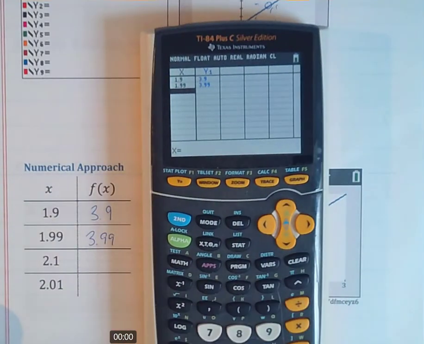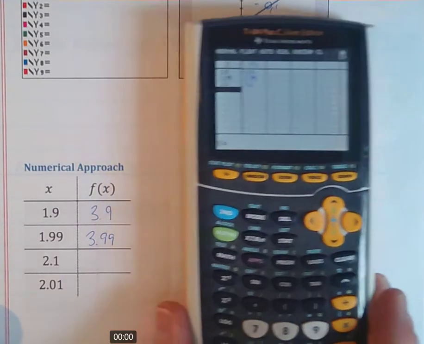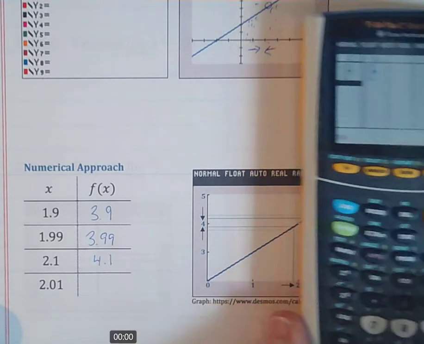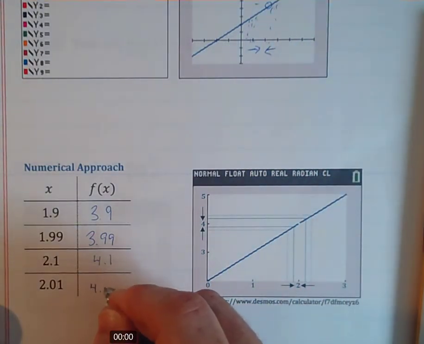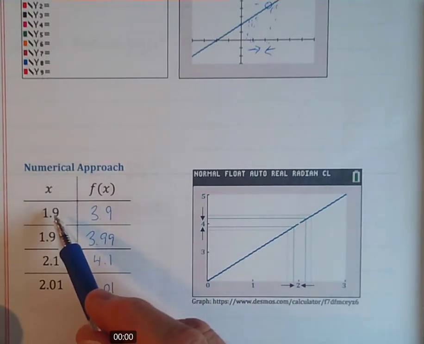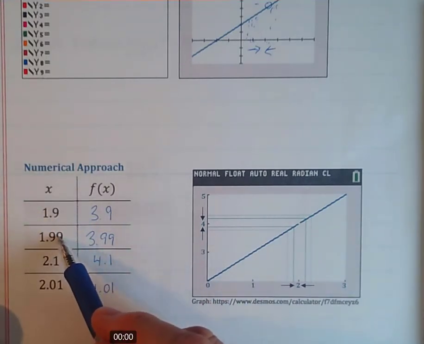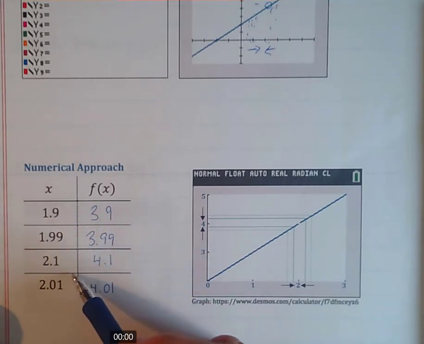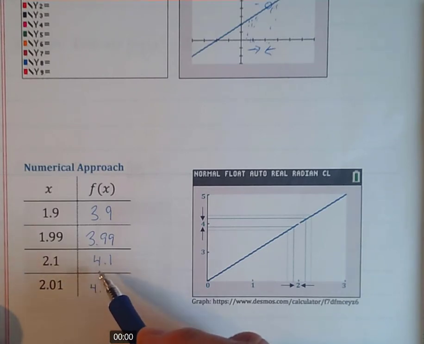If x equals 2.1, I can see I get 4.1. And if I plug 2.01 in, I'm going to get 4.01. And I can see what's really going on here is that the closer I get to 2 with my x values, the closer this seems to be getting to the number 4. And I can do it the other way around, right? Here I'm getting closer to 2 coming from the right here. And this also seems to be getting closer to 4.